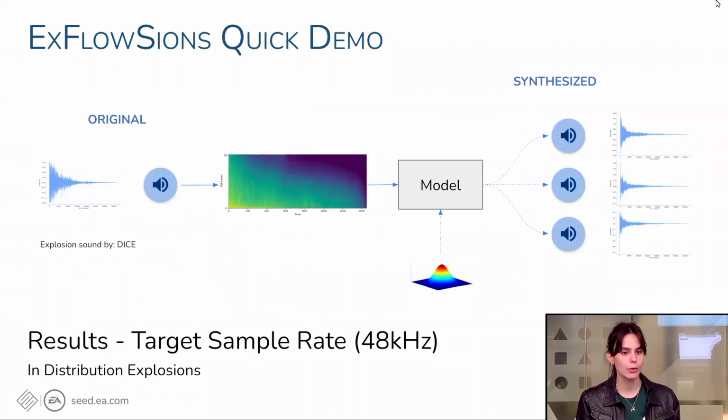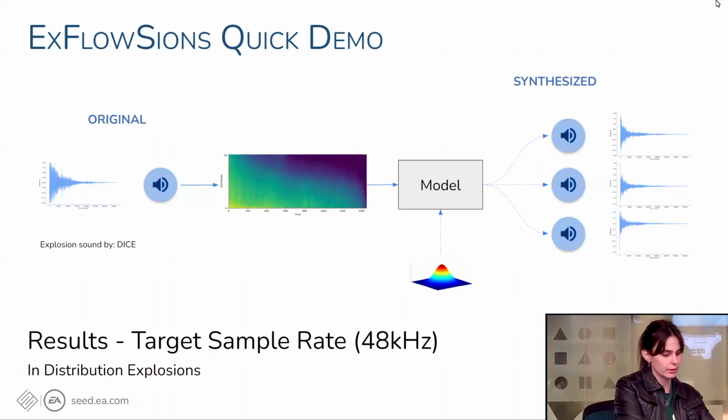This is our model trained at 48 kilohertz, and we will use both in distribution and out of distribution explosions so that you can see that the model generalizes. In this case, the in distribution explosions are sounds recorded by DICE, but that were not in the training data set. So let's hear an example. This is the original sound from which we want to generate variations.